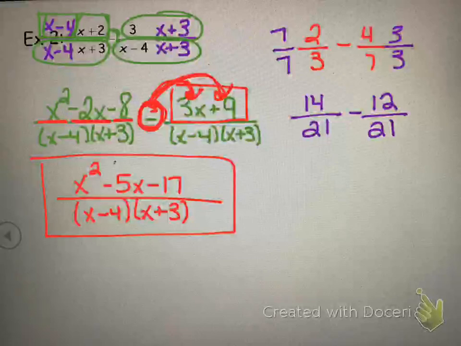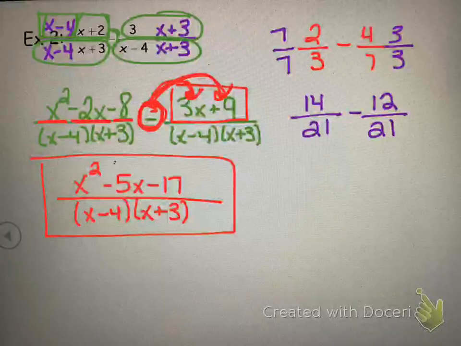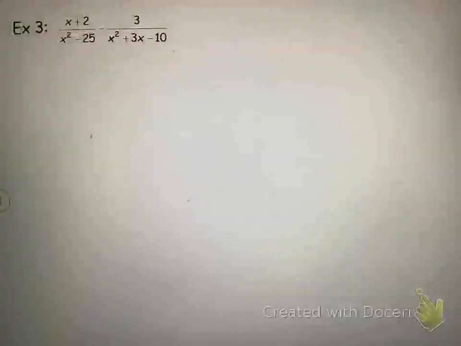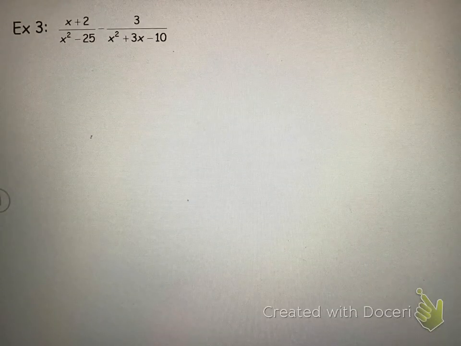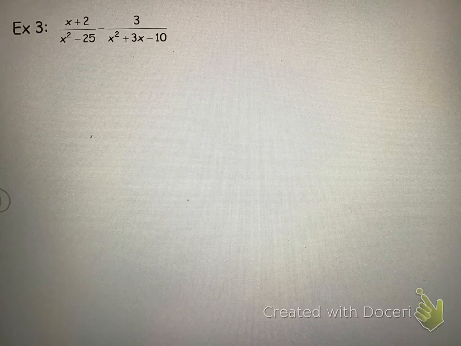If you wanted to, once again, you could FOIL out the denominator, but it really doesn't accomplish anything. Okay, so it's just an option for you. And the final example here is one just like actually the numerical example at the beginning of today's notes.